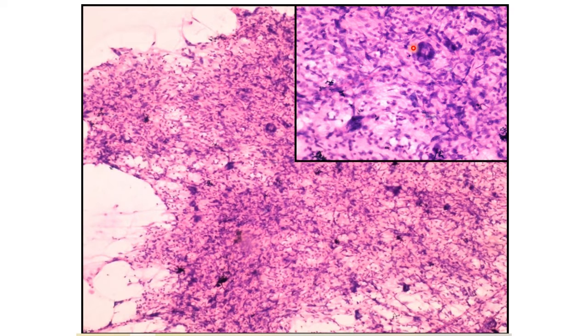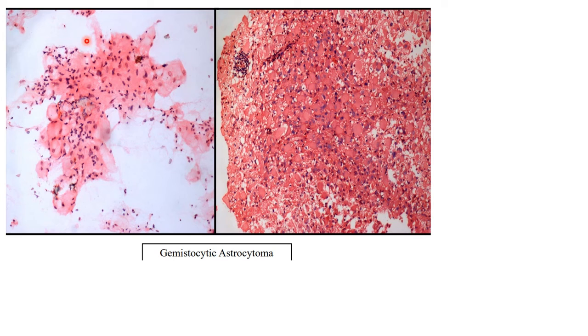So as you can make out here, the cells are looking very pleomorphic. Yes, the background is glial, so that is giving you an indication that it's a case of an astrocytic neoplasm. The cells look pleomorphic. There is some degree of foamy or vacuolated cytoplasm that you can make out here. So that is giving you an indication that this is a case of a pleomorphic xanthoastrocytoma.